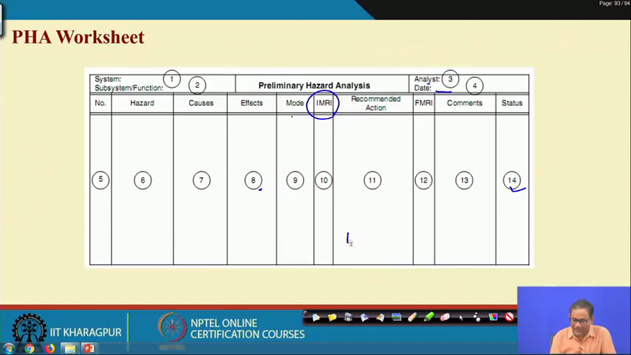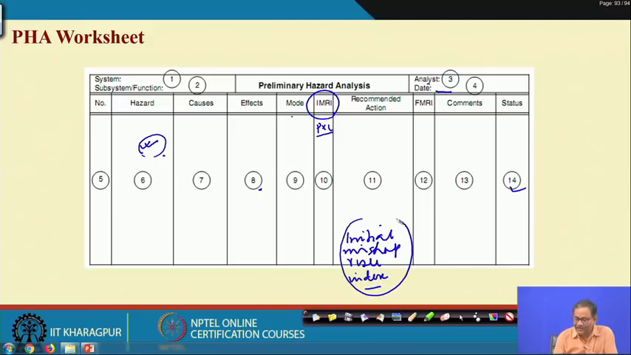IMRI stands for initial mishap risk index. That means you have to know the hazard, what is the probability of occurring and what is its consequence, then that multiplication of this P and C will give you the initial mishap risk index. Then you want to reduce this risk, so either you reduce the probability of occurring or the consequence of that event, or both.